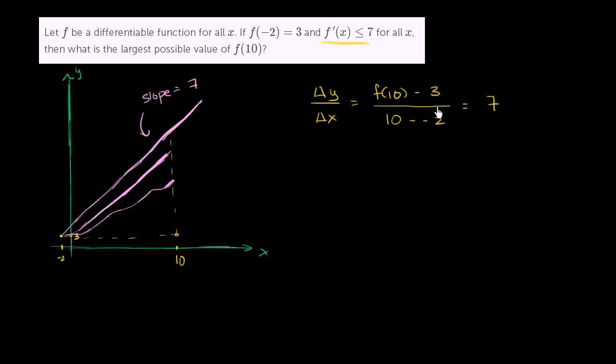And so what is f of 10 going to be? So let's see. 10 minus negative 2, that is 12. Multiply both sides by 12, you get 84. So f of 10 minus 3 is going to be equal to 84, or f of 10 is going to be equal to 87. So if you have a slope of 7 the whole way, you travel 12, that means you're going to increase by 84. If you started at 3, you increase by 84, you're going to get to 87.